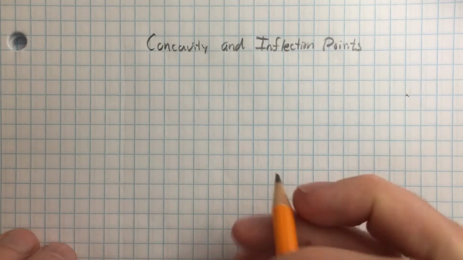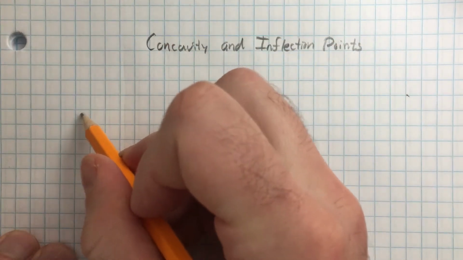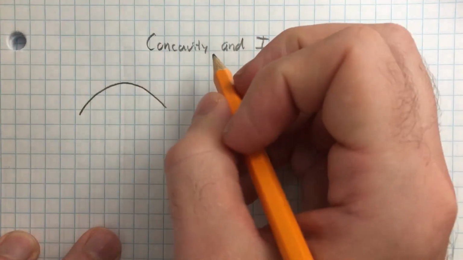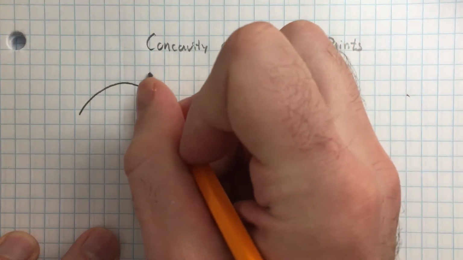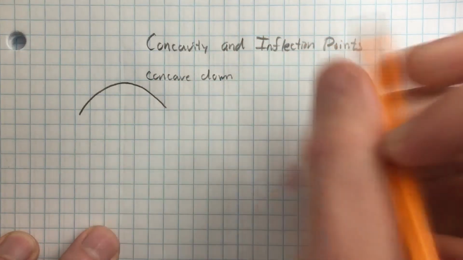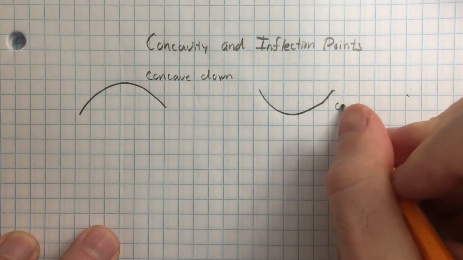All right, let's give a picture of what concavity looks like. If I have a structure that looks something like this, this would be termed concave down. These are just visuals. If I had a structure that looks like this, that would be called concave up.